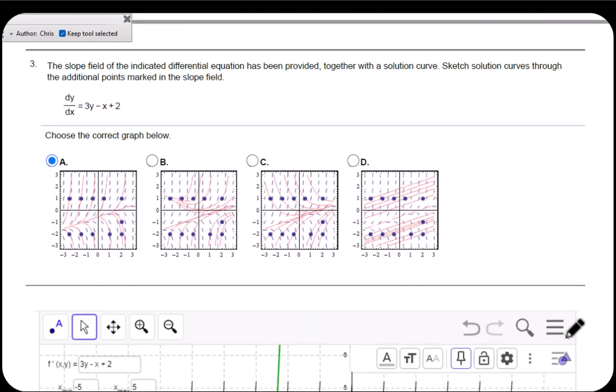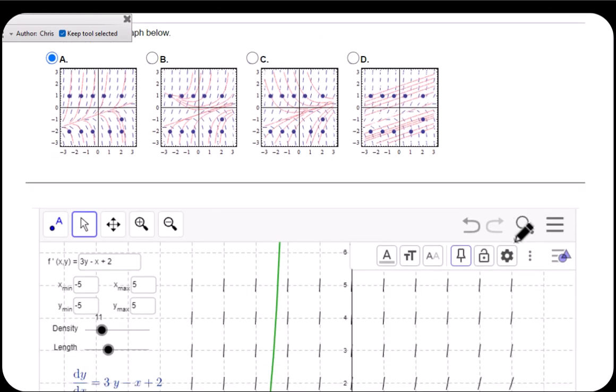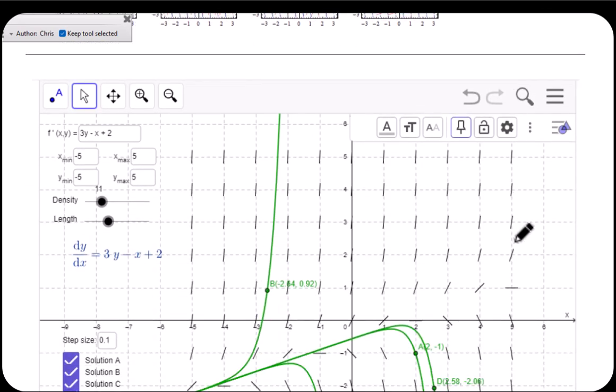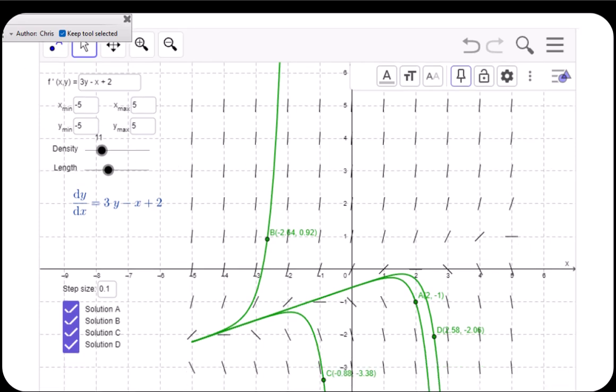All right, in question 3, we have a slightly different flow field. Depends upon the x and y coordinate along with this plus 2 on the end. And so the question in the homework is, well, which one of these is it? Again, I went to our tool to try to get a feel for what this looks like. And so 3y minus x plus 2.